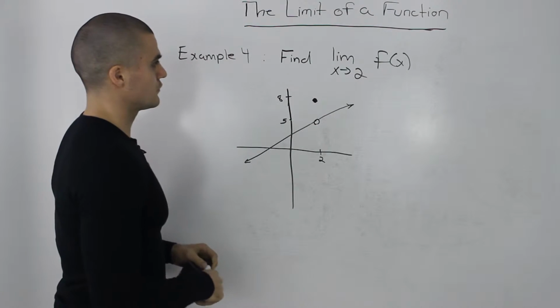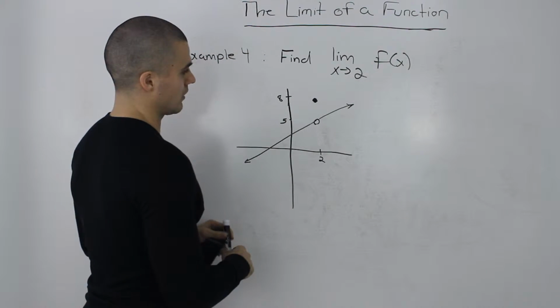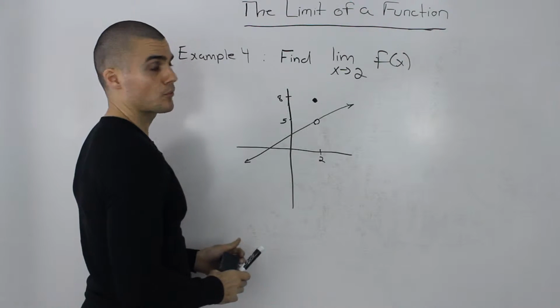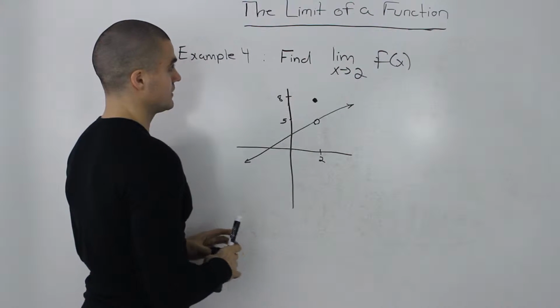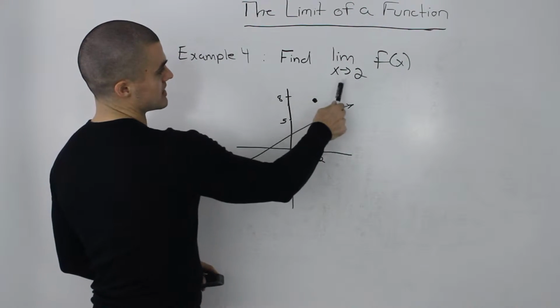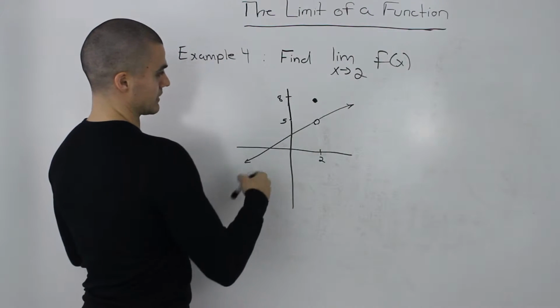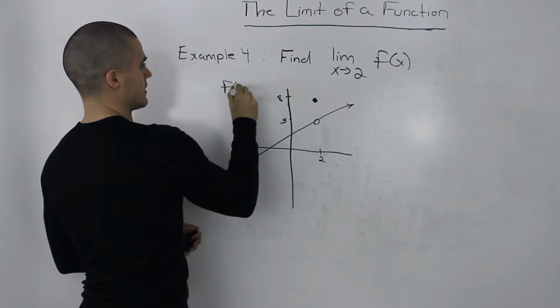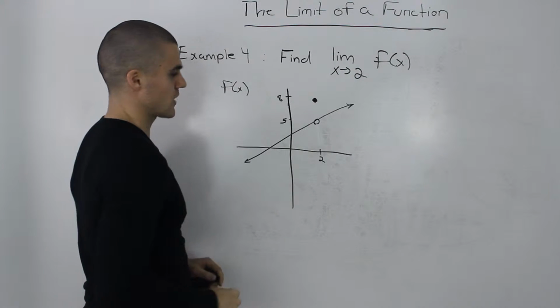Example 4 for the limit of a function, our last example. I wanted to go over this one because it's a case that comes up pretty often. And we have to find the limit as x approaches 2 of f of x, and f of x is defined by this graph here.